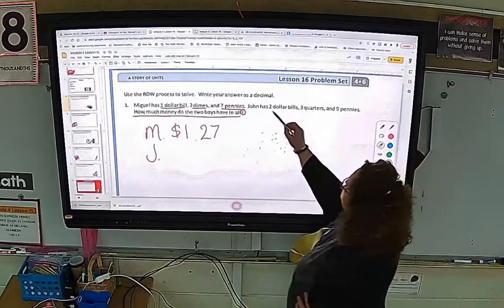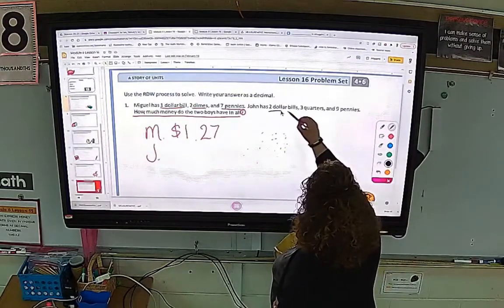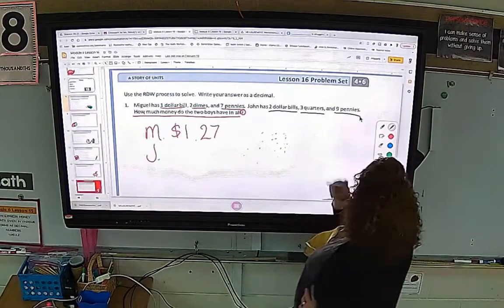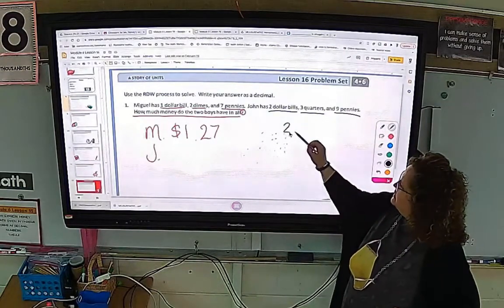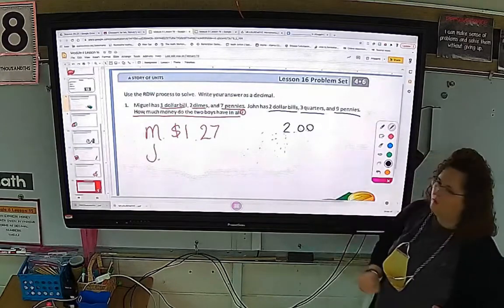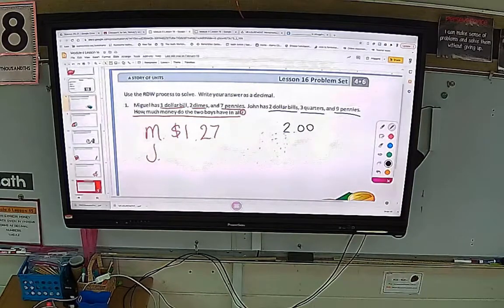All right, what about old John here? Old John has $2 bills, 3 quarters, 9 pennies. All right, so $2 bills looks like this in decimal world. What about 3 quarters? Now, I told you yesterday, it's a really good idea if you start learning your quarter amounts. 1 is 25, 2 is 50, 3 is 75 cents, 4 is $1 or 100 cents. Okay, so if you were listening just then, I helped you out.